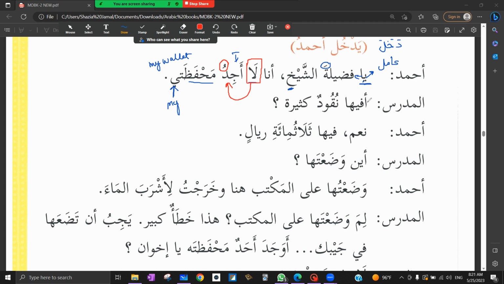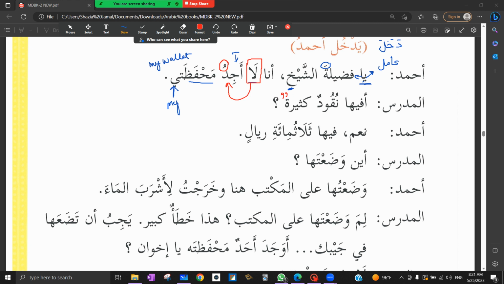The teacher says, أفيها نقود كثيرة. This is the sifa for nuqud. What is nuqud? The money. I think in Sudan it is called nuqud. Naqd, nuqud, the currency name. So nuqud means currency or the money. Now he is asking, is there a lot of money in it, in the wallet?